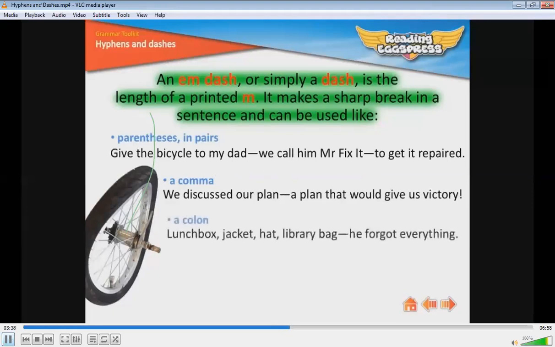An M dash can also be used as a colon. Lunchbox, jacket, hat, library bag, dash. He forgot everything. Now here I can use a colon, the two dots one above the other. So I can use a colon or I can keep the M dash. Here we are introducing objects like lunchbox, jacket, hat, library bag. All these objects, he forgot everything. You get the idea? So I have a kind of list, then a colon or M dash, and then an explanation of what happened to those objects: he forgot everything.